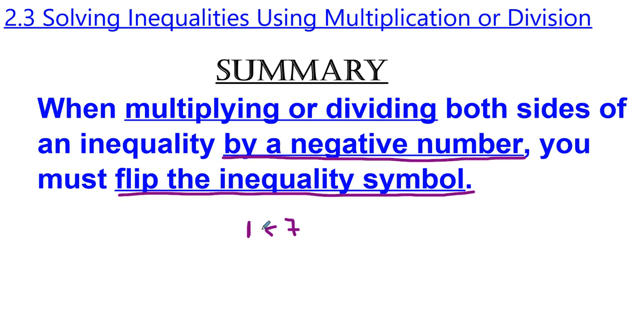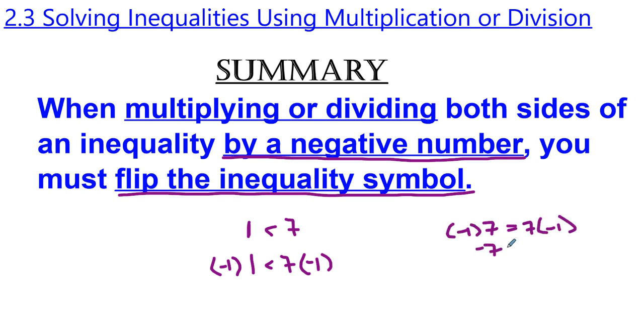1 is smaller than or less than 7. But if I decide to multiply both sides of the inequality by a negative, in this case I'll just multiply by -1. Well, if this was an equation, that would be true. So if you had an equation like 7 equals 7 and you multiply both sides by -1, you get a true statement: -7 equals -7. That's the multiplication property of equality.